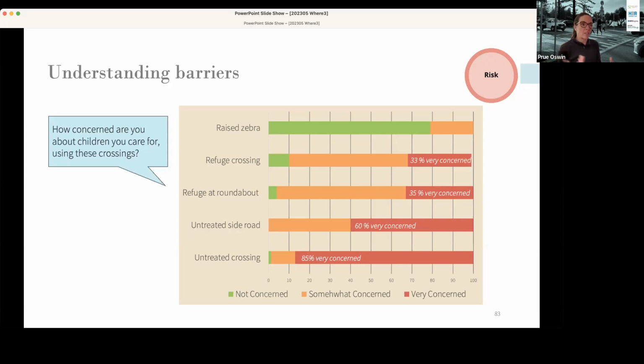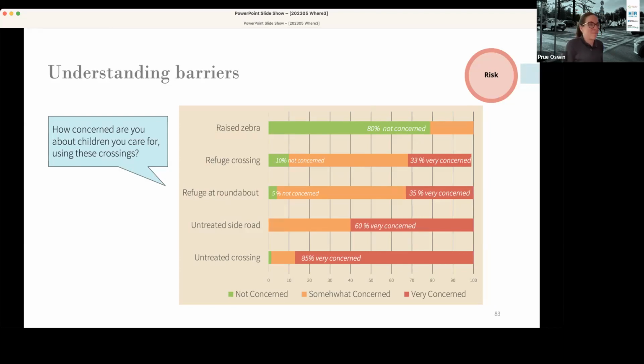Before we had this data, it was difficult to know whether these were barriers in the network or not. And it seems to pop up consistently that people are concerned about these side roads. Refuge at roundabout, 35% very concerned, and most of the others somewhat concerned. Refuge crossing, similar result, so we've got less than 10% of people not concerned in that situation. And then we look at our raised crossing, and it's going pretty well. We've got 80% of people not concerned.